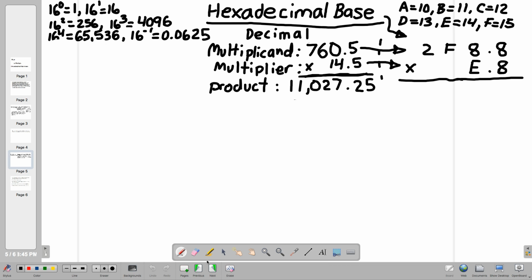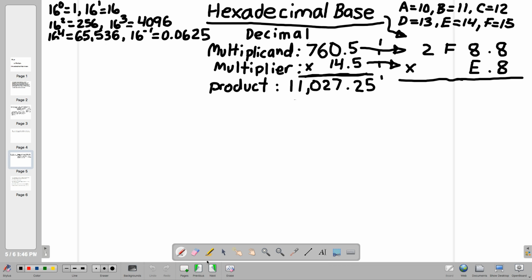I'm sorry. The multiplicand is 760,000 point. Hold on, not thousand. 760.5. And it's going to be multiplied by the value 14.5. And our expected value would be 11,027.25.